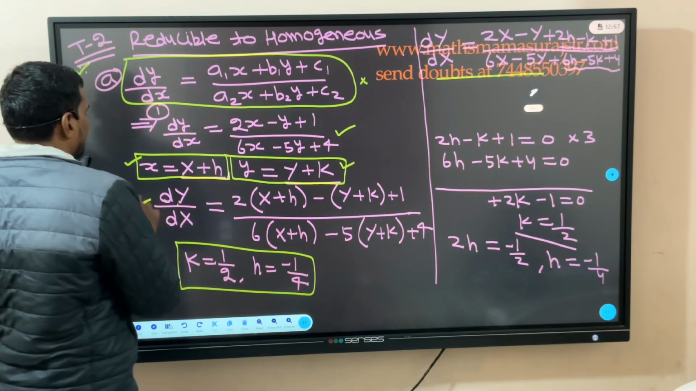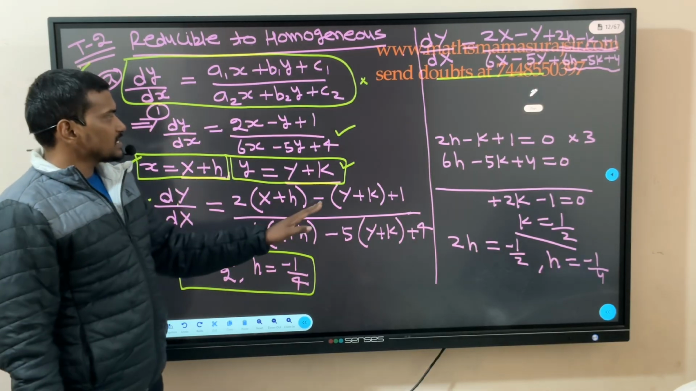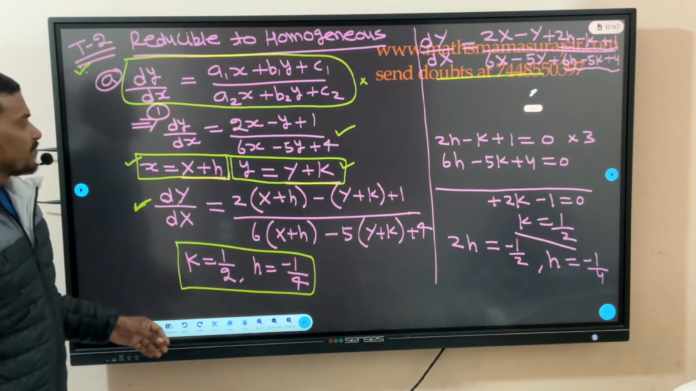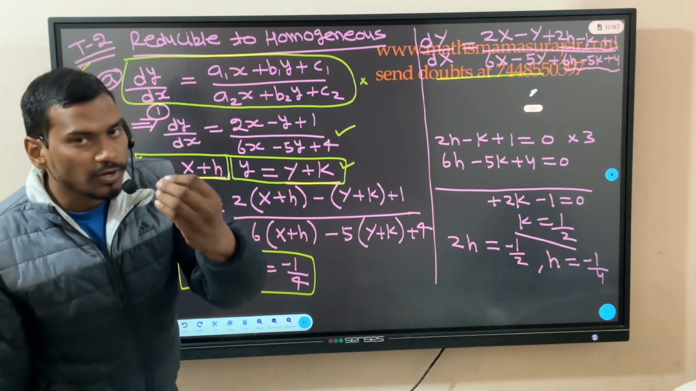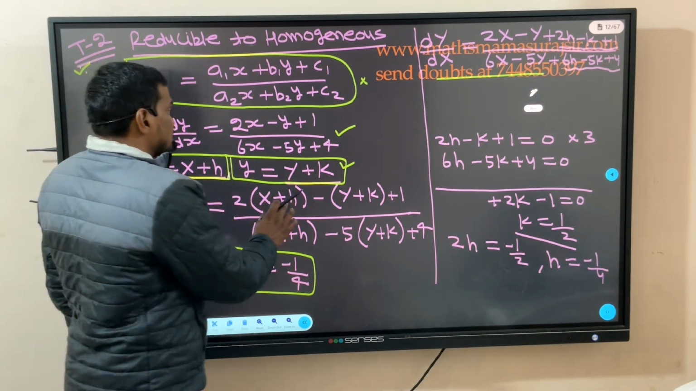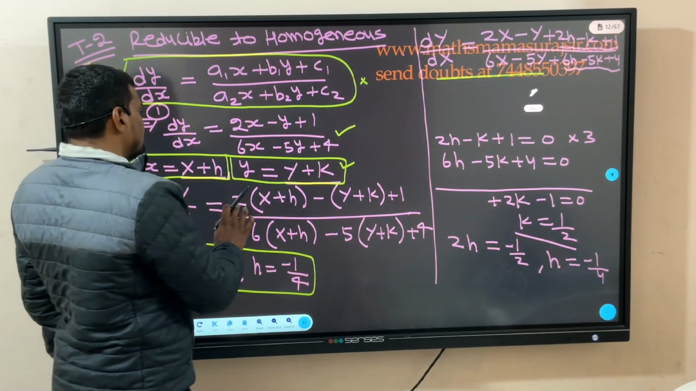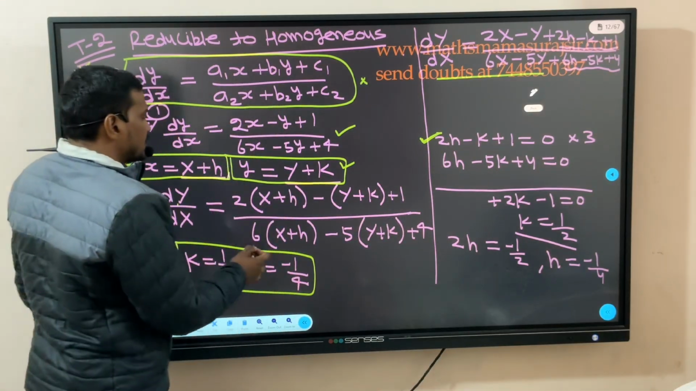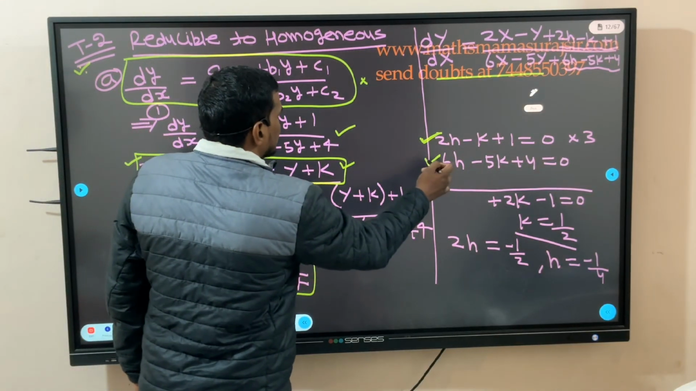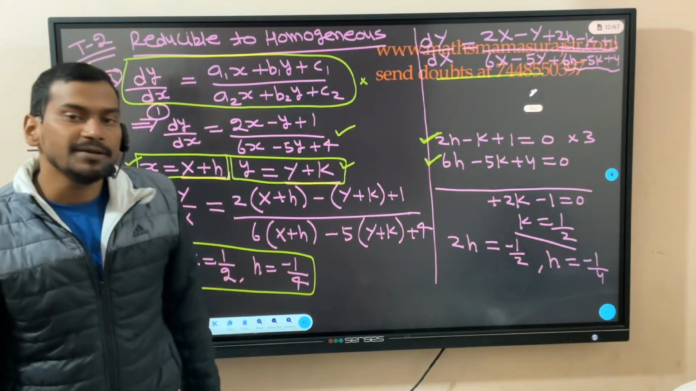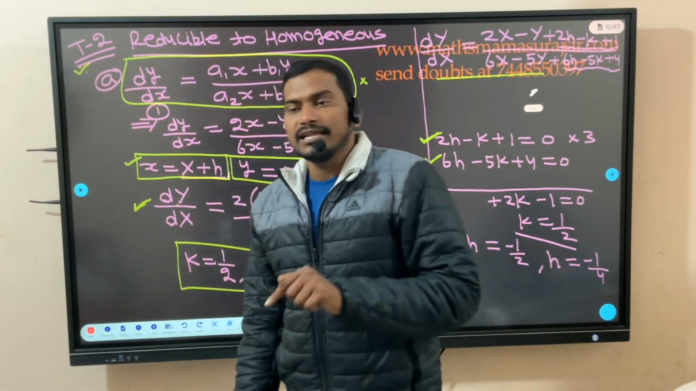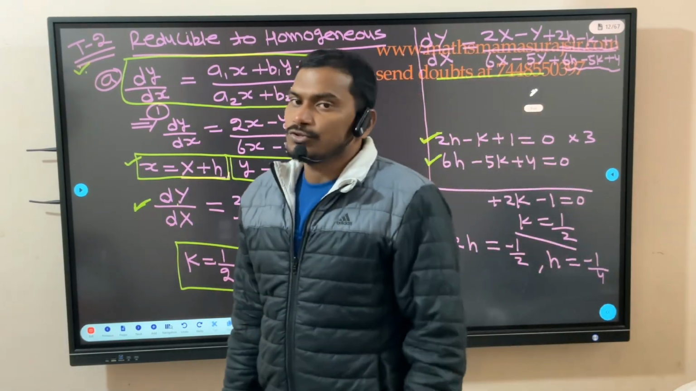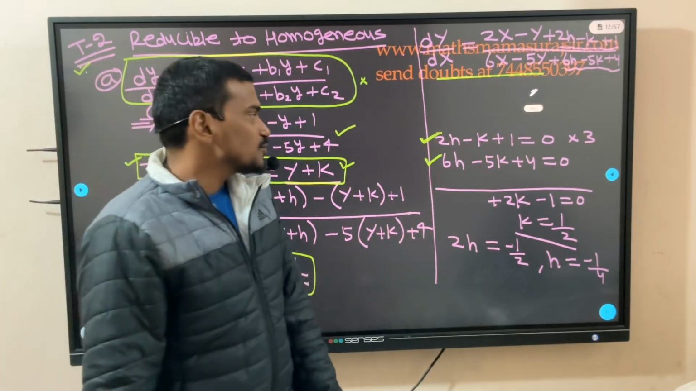Tell me, guys. dy by dx is 2x minus y plus 1 over 6x minus 5y plus 4. So that is our dy by dx. And from here, because we want to convert it to homogeneous, in this case, the constant term must be 0. What is the constant term, guys? 2h minus k plus 1. So 2h minus k plus 1 must be 0. 6h minus 5k plus 4 must be 0. But the question is why it should be 0. It must be 0, because if it is not 0, then it will never be a homogeneous equation. And we want it to be homogeneous. So it has to be 0.